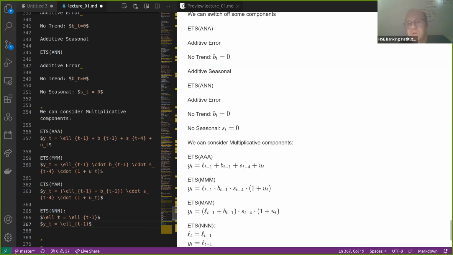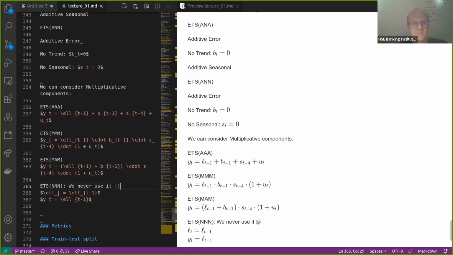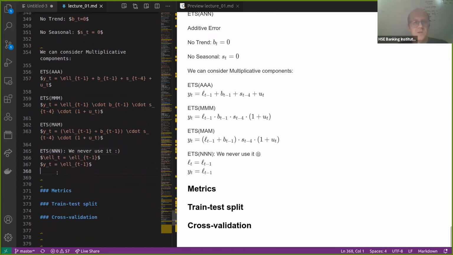But yes, the structure is just like this. We never use it. It's too simple. But yes, ETS NNN will be basically that.